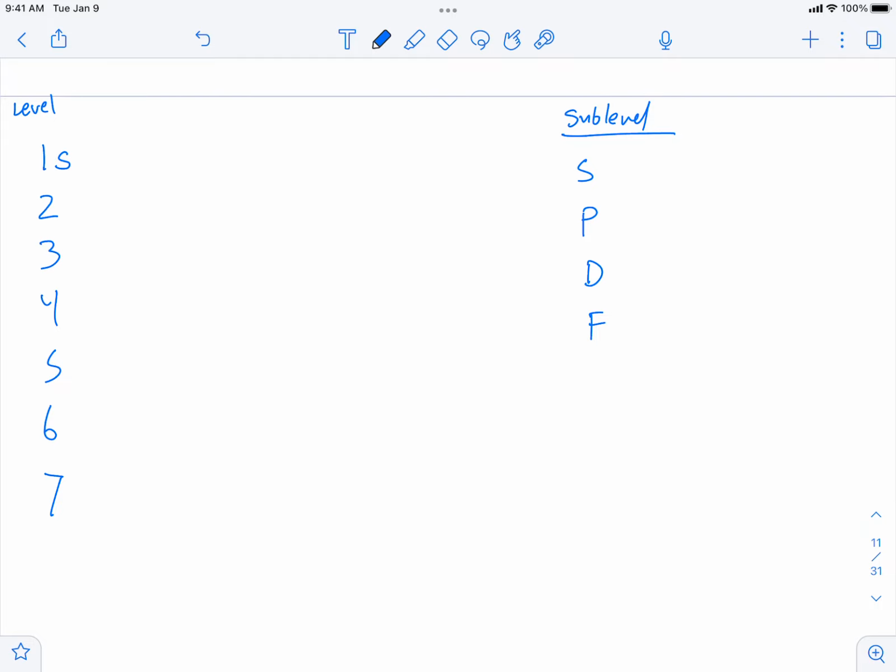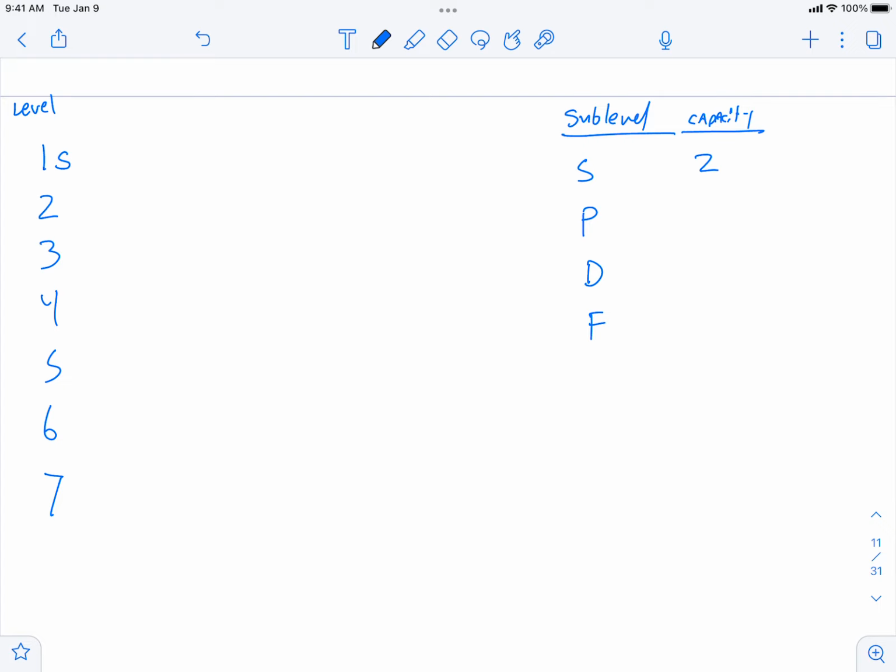So each of these sublevels have a certain number of electrons that they can hold. Sublevel S can only hold 2 electrons. In energy level 1, there is one sublevel, and it holds 2 electrons. So far, this makes sense because we've known that energy level 1 can only hold 2 electrons. So let's move on to energy level 2.